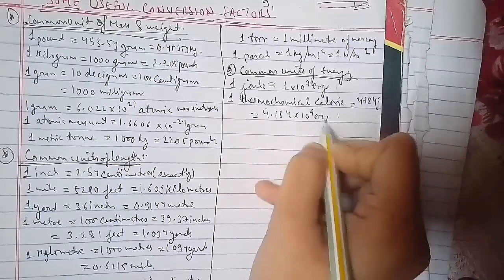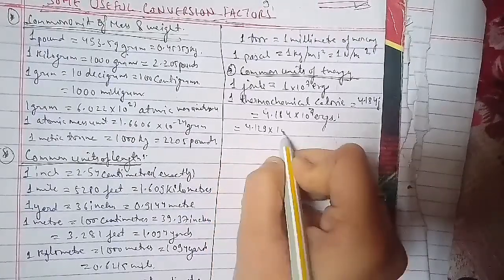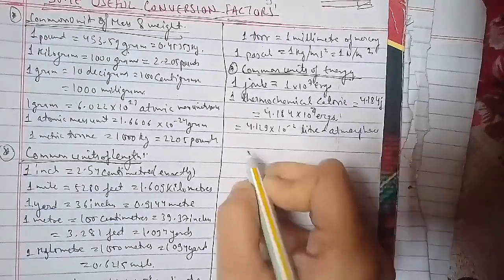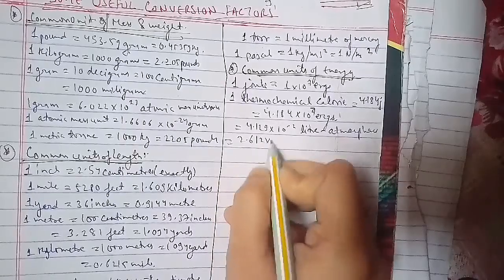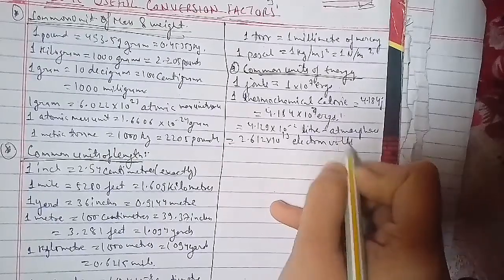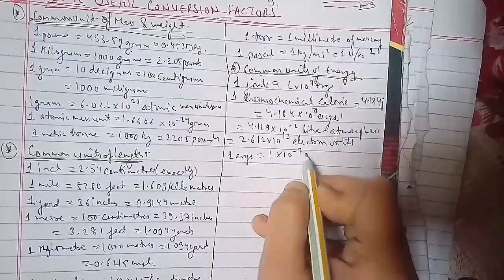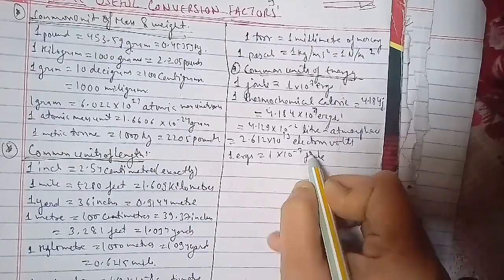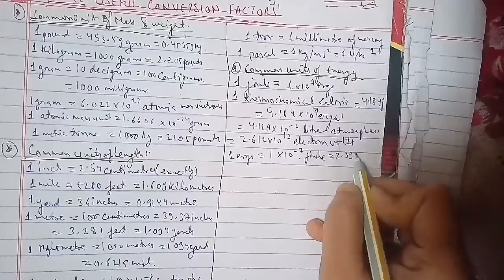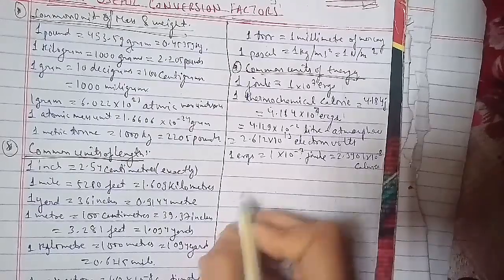where 1 erg equals 1 into 10 to the power minus 7 joule, which equals 2.3901 into 10 to the power minus 8 calorie. 1 electron volt equals 1.6022 into 10 to the power minus 19 joule, which equals 1.6022 into 10 to the power minus 12 erg, that equals 96.487 kilojoule per mole.